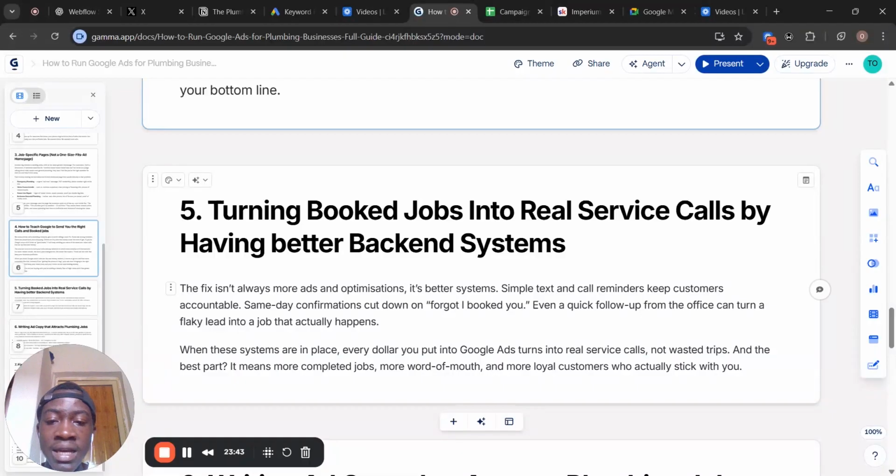So when the system is in place, every dollar I put into Google Ads turns into a serviced call. So no wasted trips. And the best part about this is that it means more completed jobs, more word of mouth, and more loyal customers who actually stick with you. And you have to think about the long game here. When you service someone really, really well, they refer you to their neighbors, saying your plumbing company did a really, really good job for me. You know what I'm saying here.